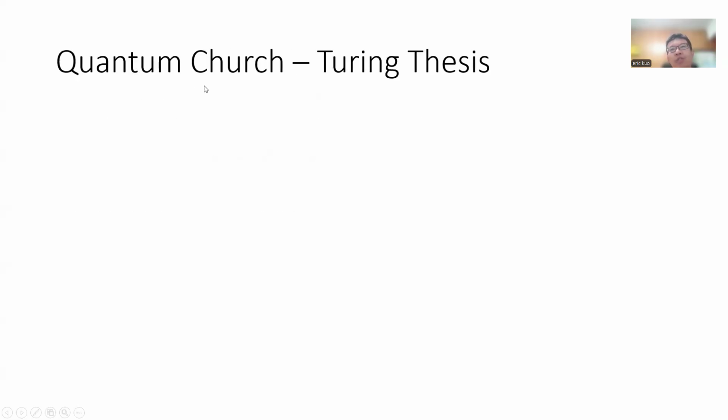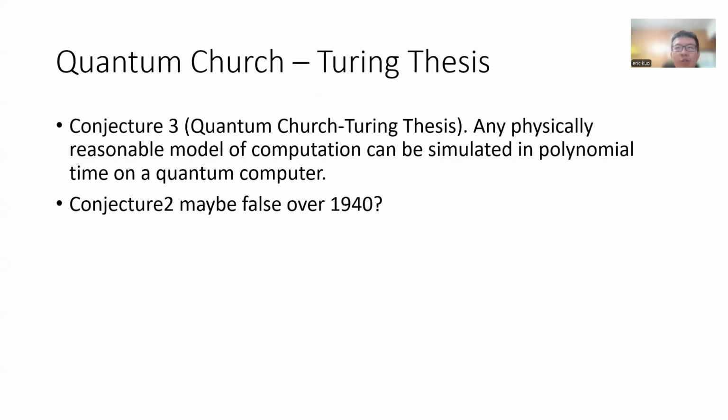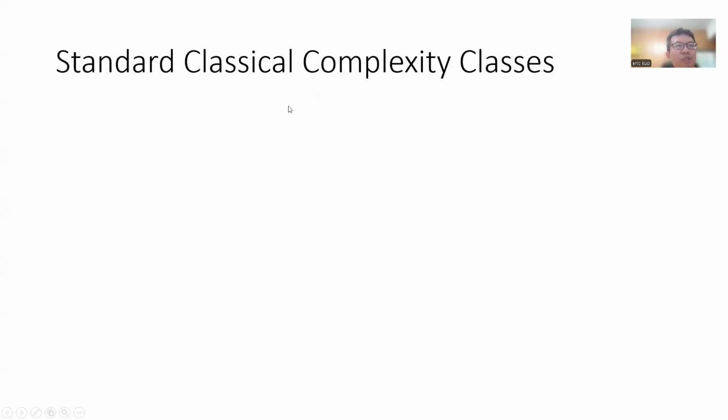There's an extended so-called quantum Church-Turing thesis. It says that any physically reasonable model of computation can be simulated in polynomial time on a quantum computer. This is also something we are not sure about. What this statement says is that the quantum computer is the upper bound of this universe, that there is no more fancy computational model. It may be false, because we know there are problems that quantum computers can solve in polynomial time, but we don't know whether a classical computer can solve them.